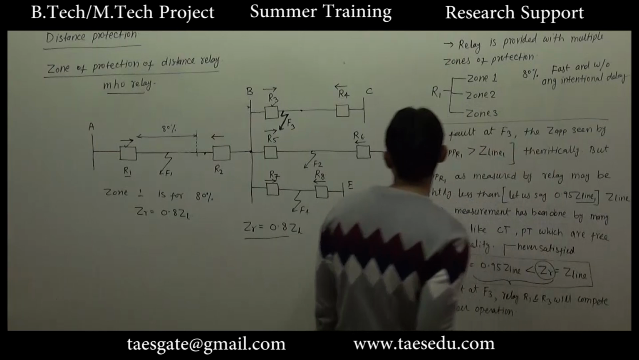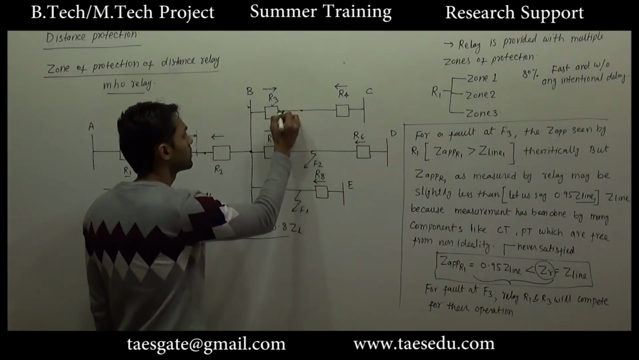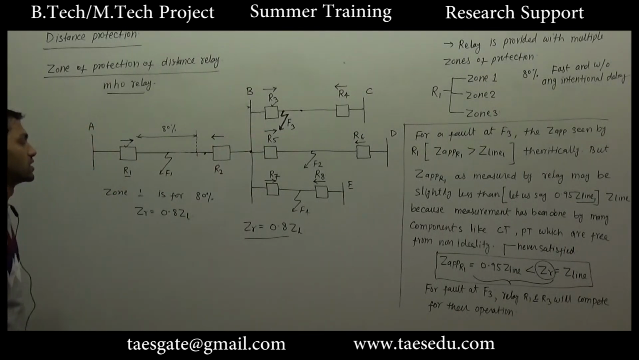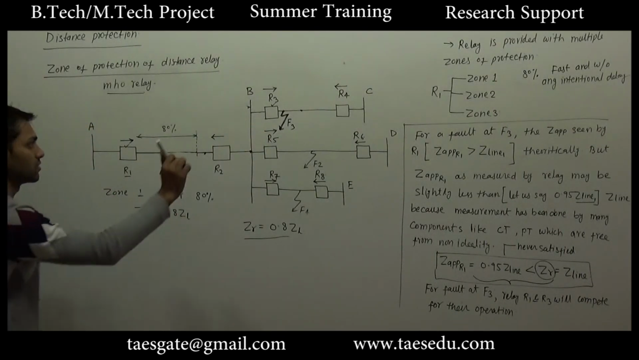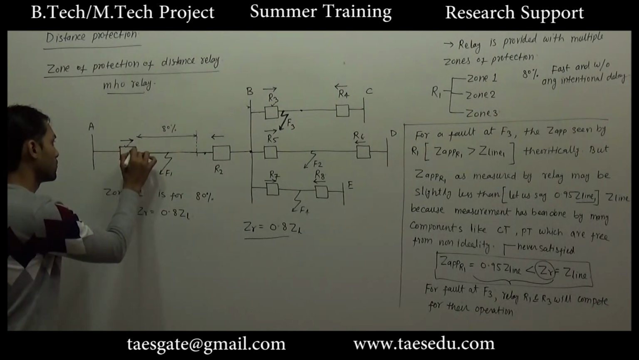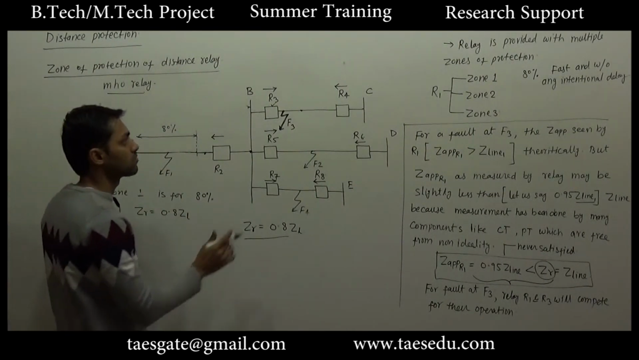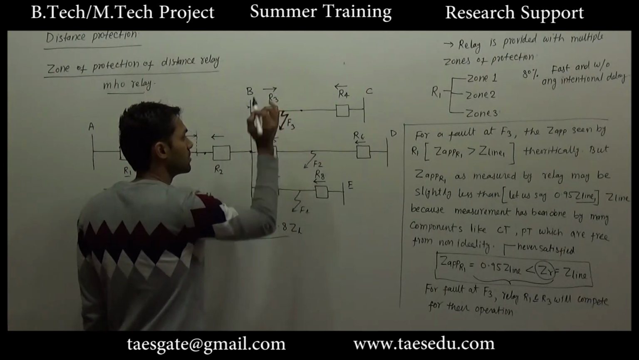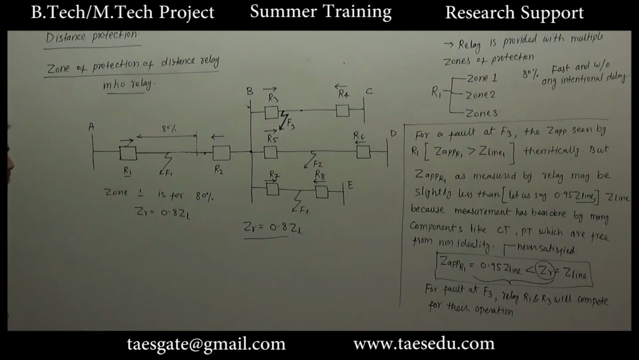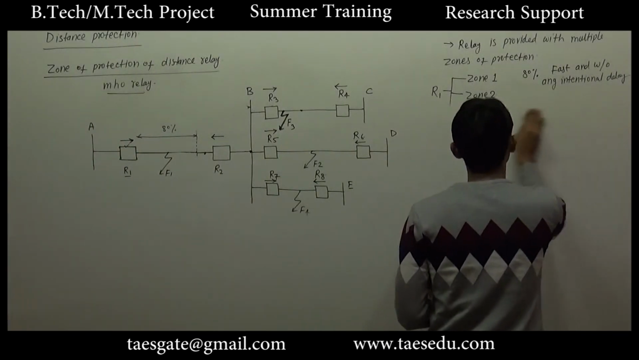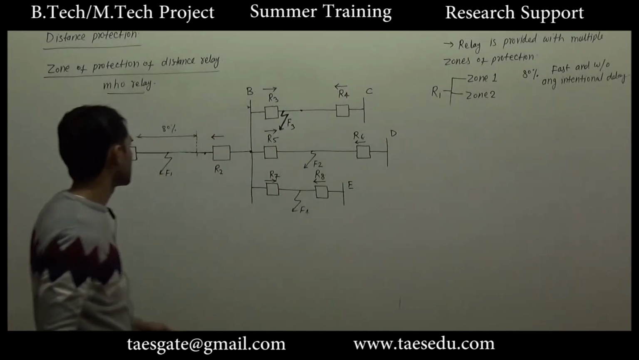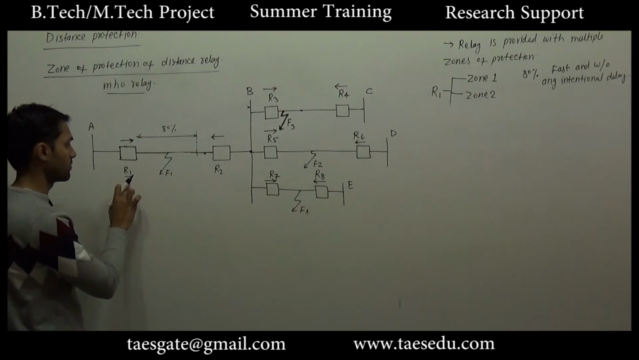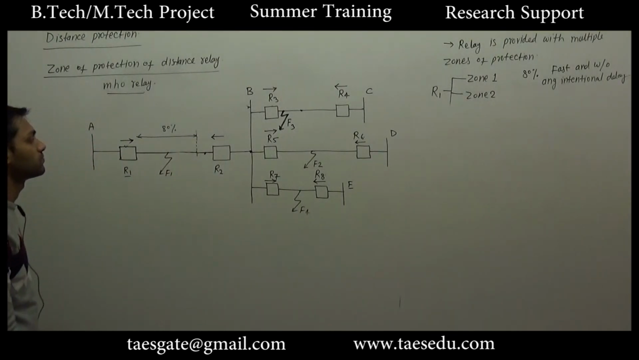If this condition will never be satisfied for this fault, this relay and this relay will not compete for each other. For this fault, the condition for operation of this relay will not be satisfied. So first this relay will be operated. This is the reason for setting the reach of zone 1 protection of relay 1 up to 80% only.